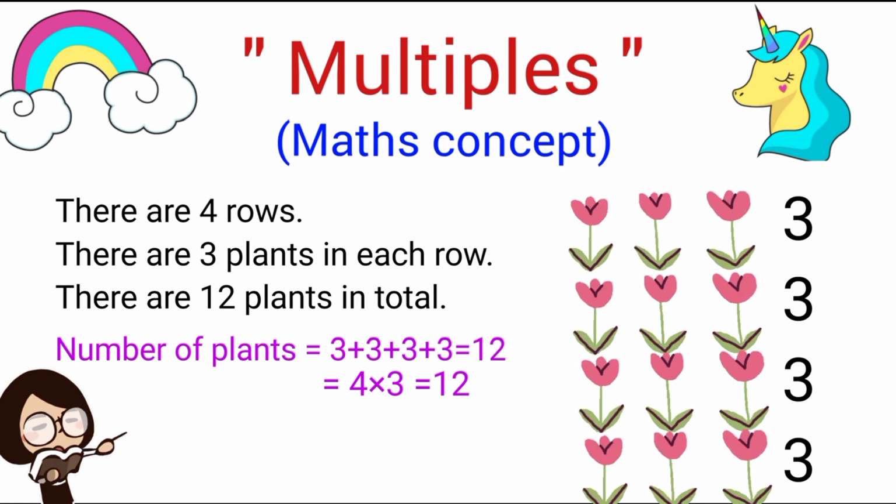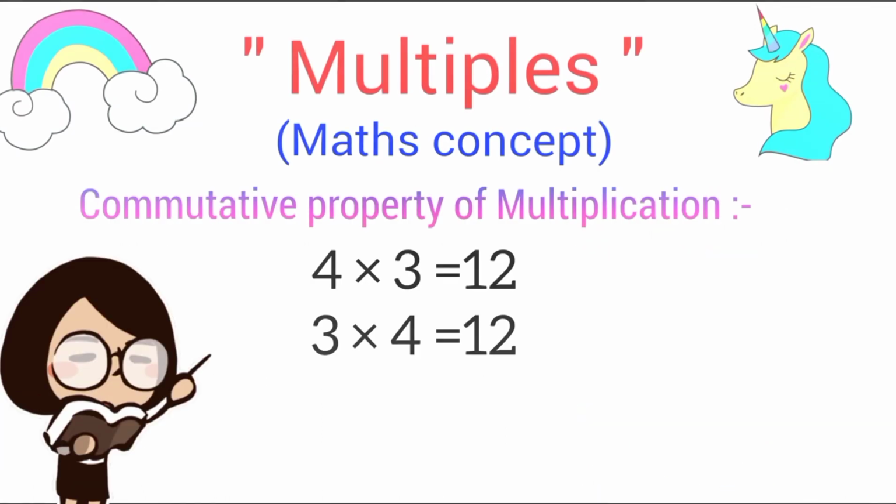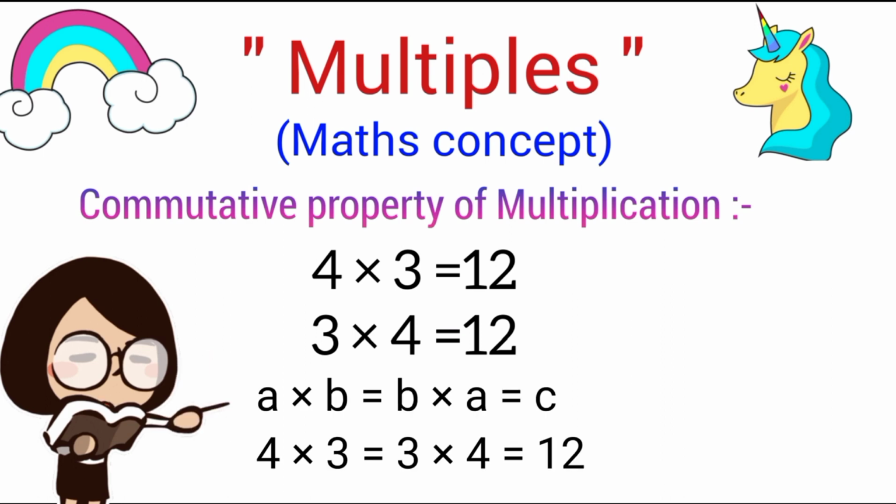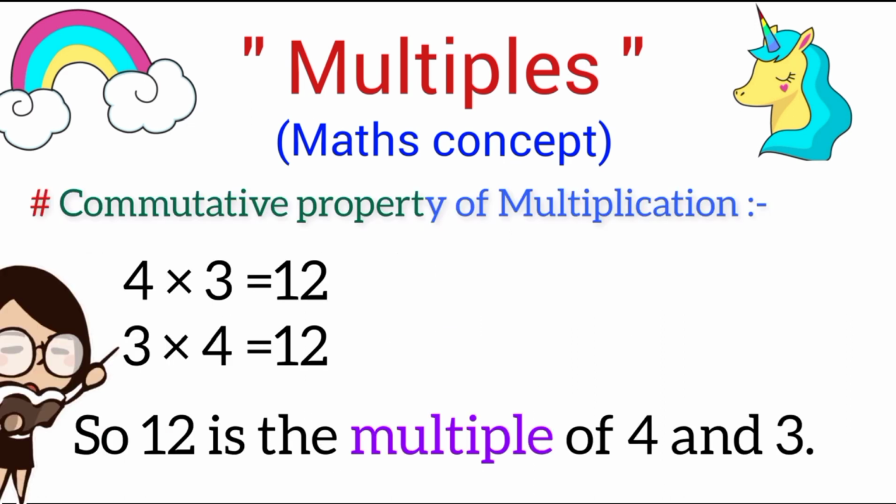Children, we can also say 12 is a multiple of the numbers 4 and 3. This is because of the commutative property of multiplication. What is the commutative property of multiplication? 4 times 3 is 12 or 3 times 4 is 12. So 12 is a multiple of the numbers 4 and 3.